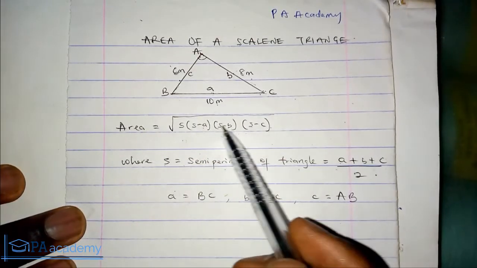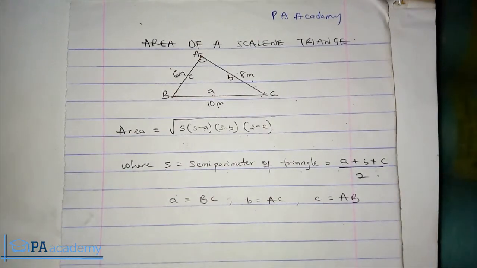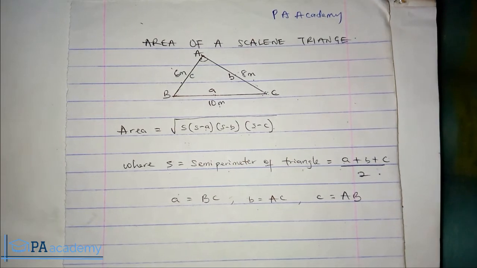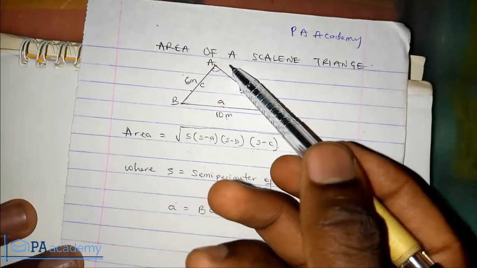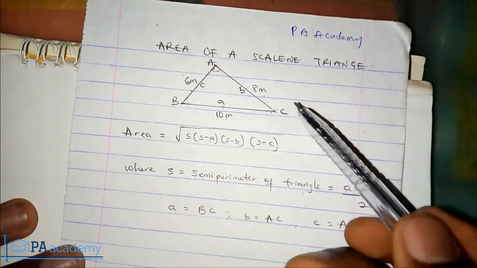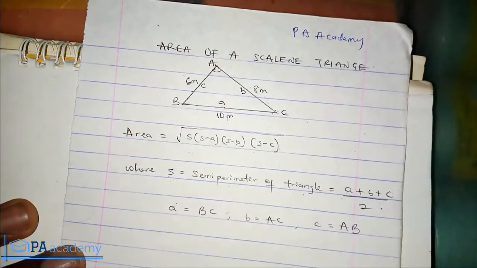So then we apply this formula. Let's quickly look at one example so that we can understand the concept of calculating the area of a triangle, especially if it is a scalene triangle. So now let's assume that for this particular scalene triangle, we are asked to look for the area. So this is the formula we are going to use.